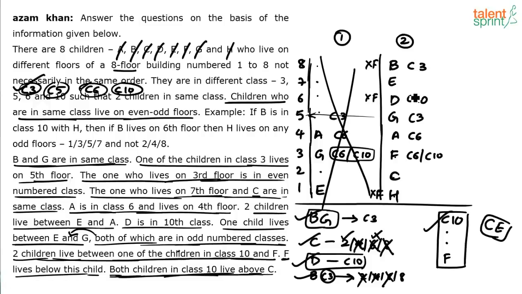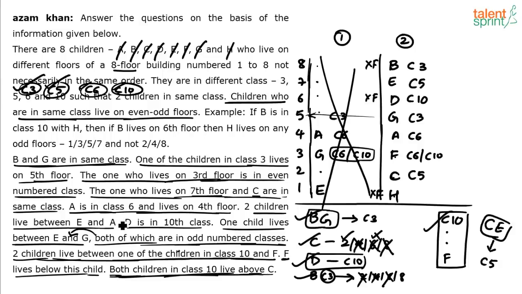Both of them cannot be in C10 also because D is in class 10. So E and C cannot be in class 10. So 3 is over, 6 is over, 10 is over. Only C5 is left out. So I can say both of them are in class 5. E is in class 5, C also is in class 5. Because 3, 6 and 10 were not possible. So class 5 also done.